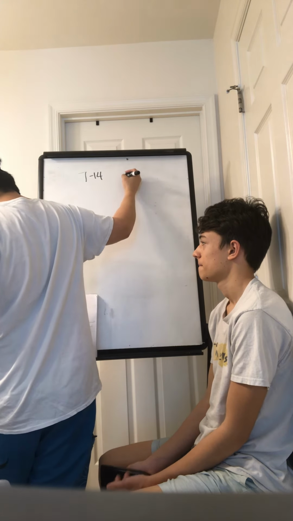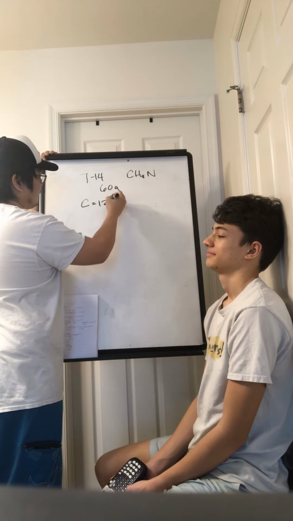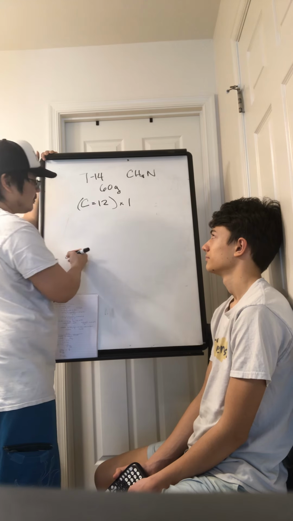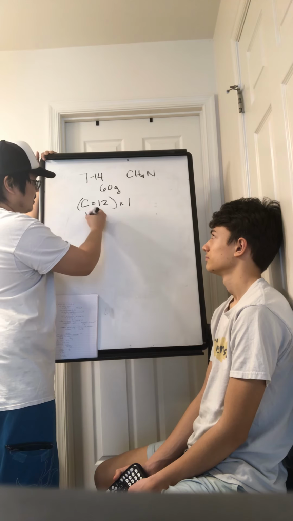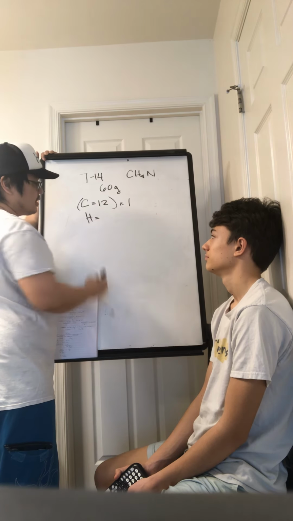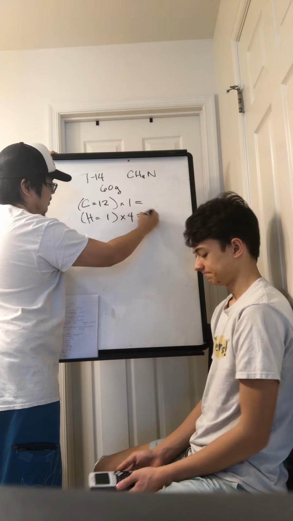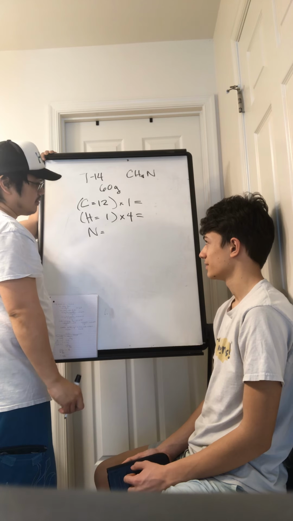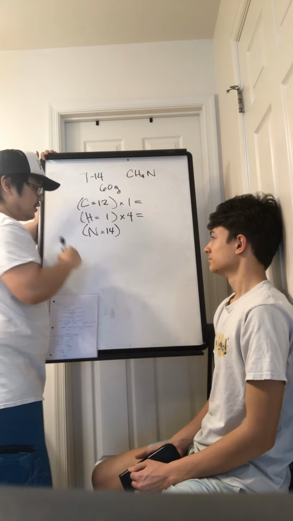First thing I'm going to do is I'm going to start off with molar mass. Carbon. What's the molar mass of carbon? Come on. 14. No. Carbon 12. And I multiply the whole thing by 1, or by nothing, you're right. Hydrogen. What's the molar mass of hydrogen? 1. And I multiply the whole thing by 4. Cool. Nitrogen. What's the molar mass of nitrogen? 17 or is it 14? 14.